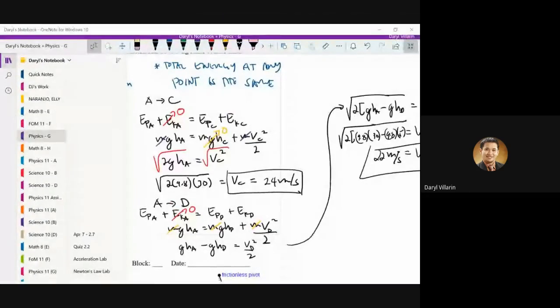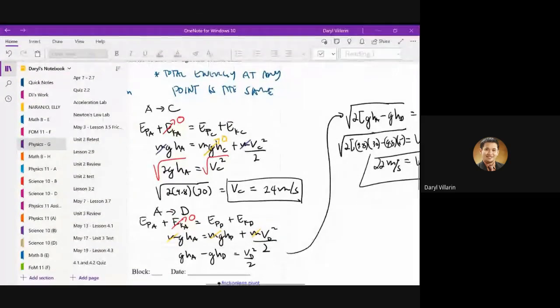So yeah, that's the same concept with the third page, but we're just gonna stop with that.